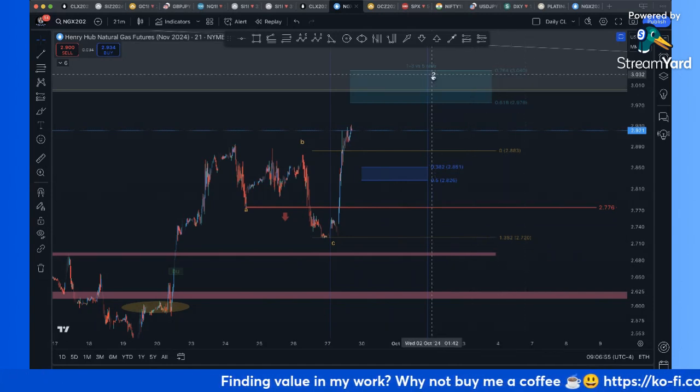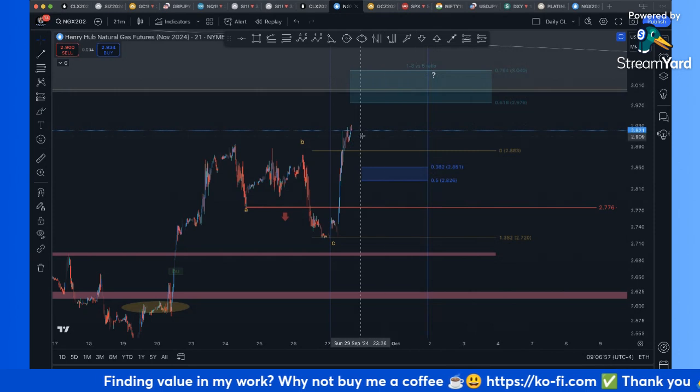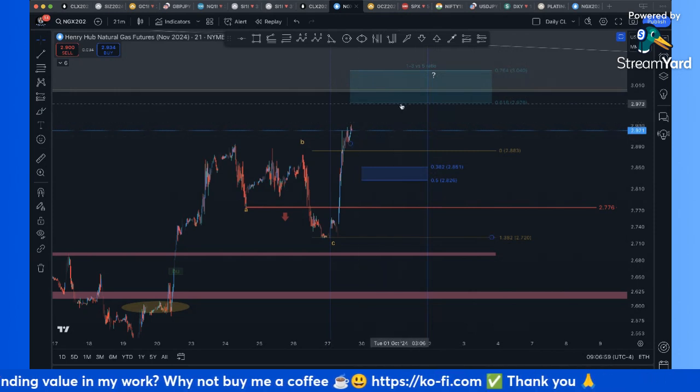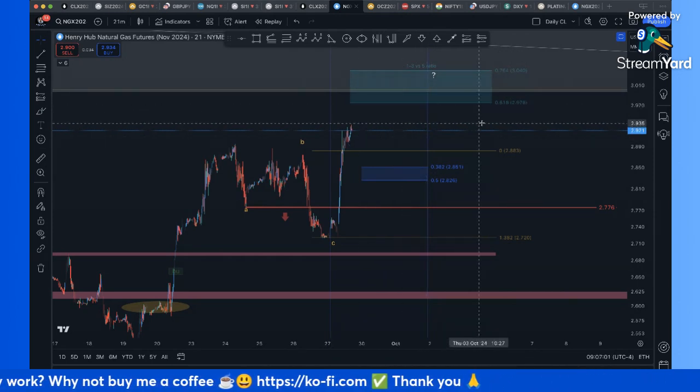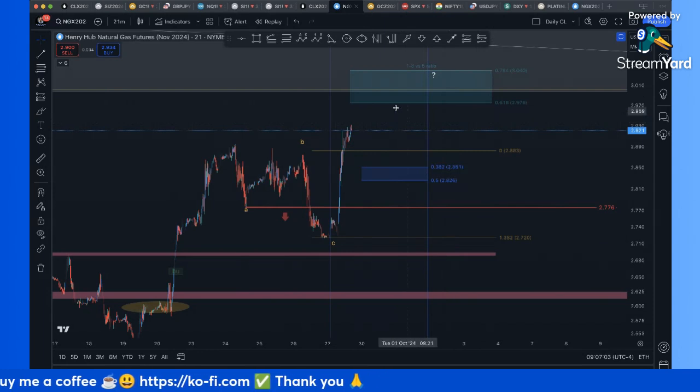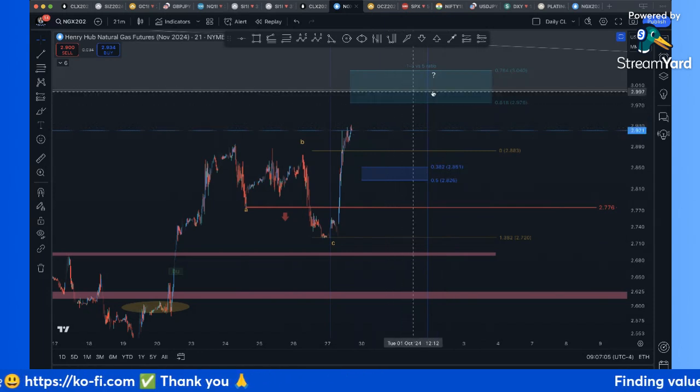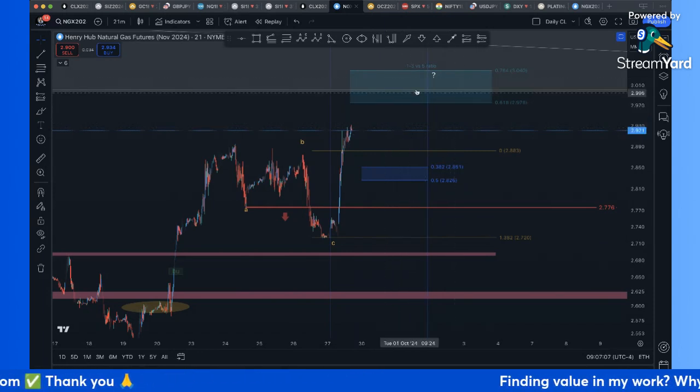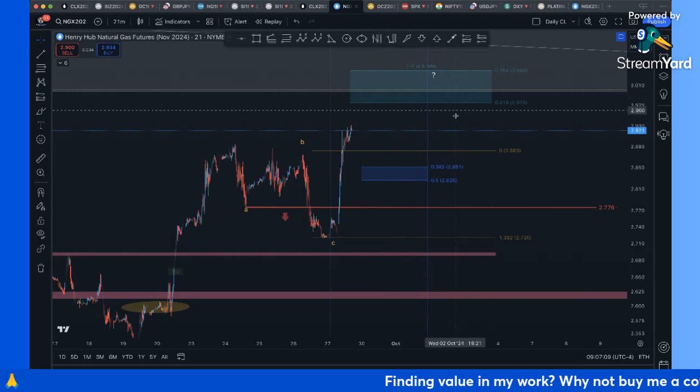I will rarely hold for the max target. In fact, I start peeling them off at the minimum target. So my first gain will be taken at 2.976, if it makes it up there, that is. And then the rest of the gains will be taken if it continues to extend higher.